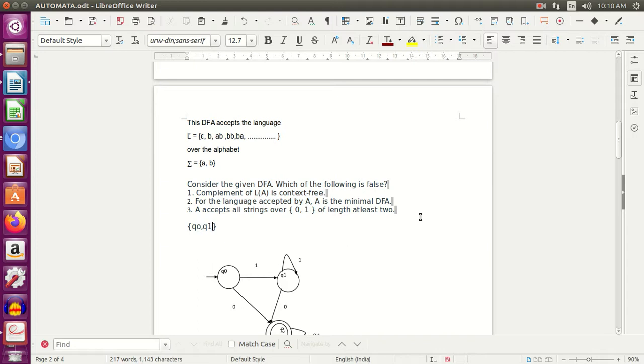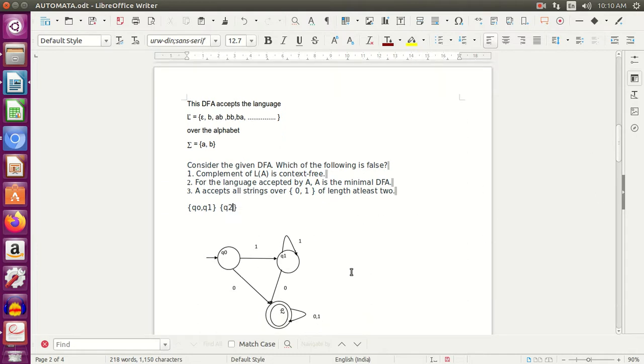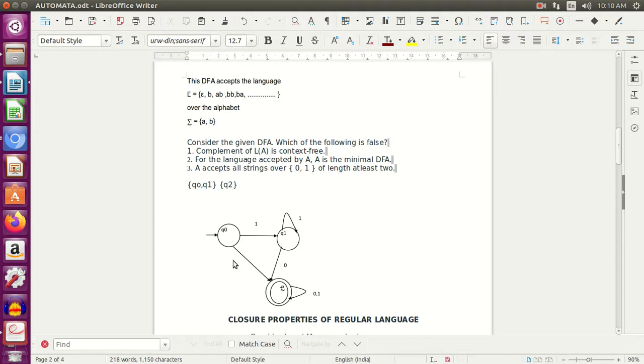Q0 on 0 is going to Q2, and Q1 on 0 is going to Q2. Now in the P0 partition, both go to the same state. And if you check for 1, Q0 on 1 goes to Q1, and Q1 on 1 also goes to Q1. That is also the same state. So that means you cannot distinguish Q0 and Q1. Therefore, that is the minimal DFA, and it will have two states, not three states.